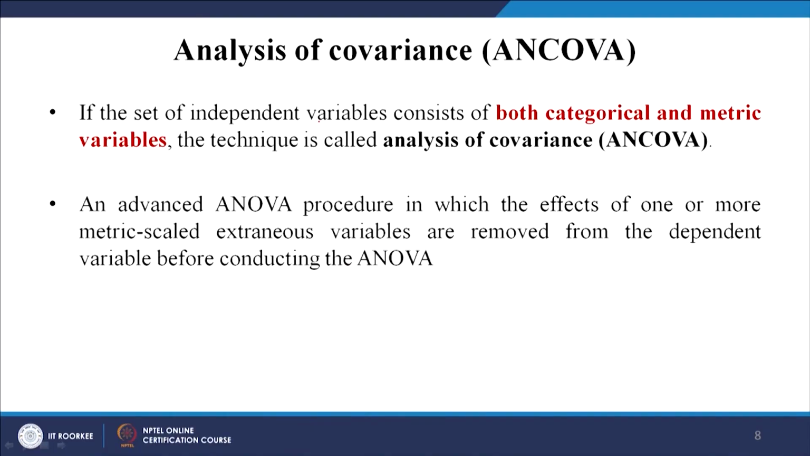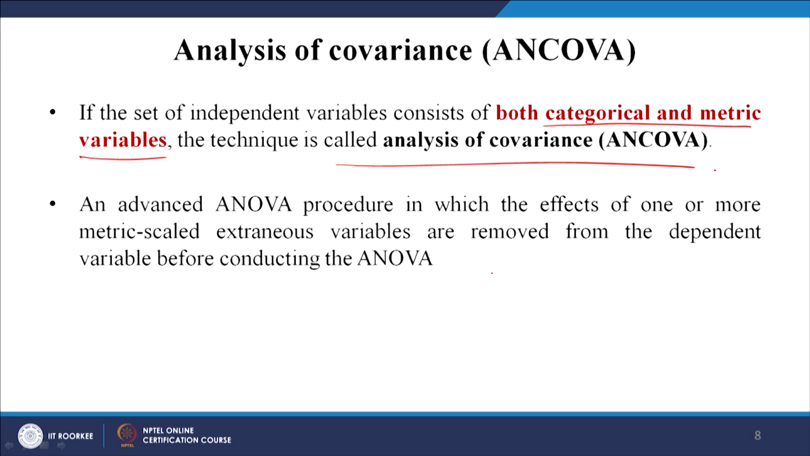What is the difference? If the set of independent variables consists of both categorical and metric variables, that means the independent variables can be either both categorical, or one is categorical and the other is metric, then this technique of analysis of covariance is used.